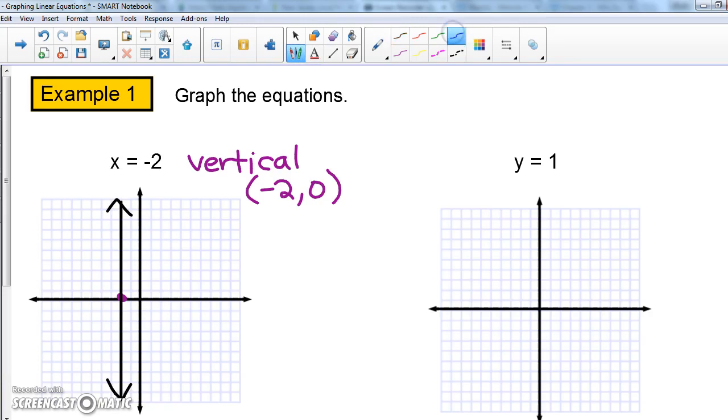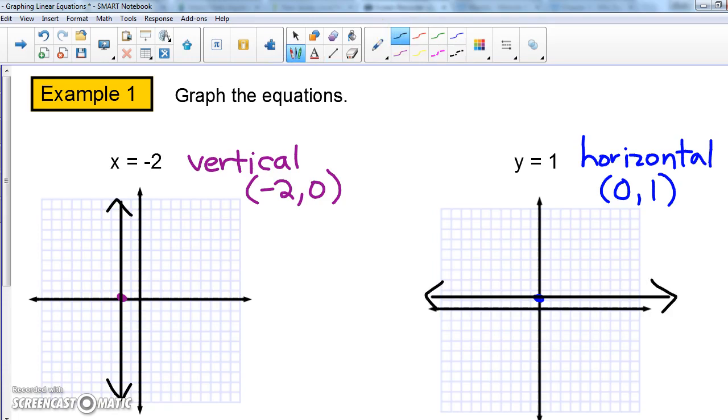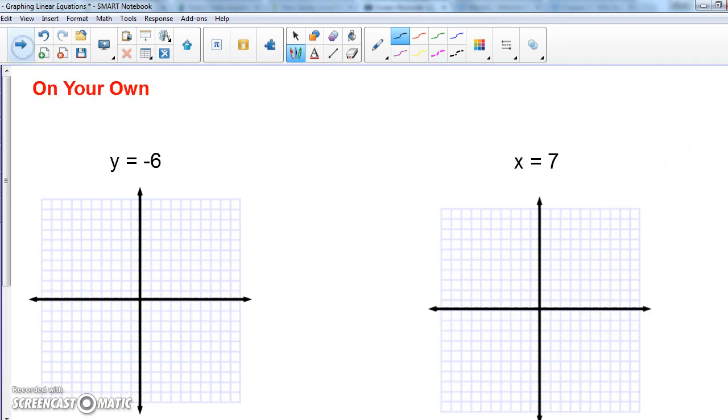And if I look over here on the right, y equals 1 is going to be a horizontal line. And remember, that's going to go through (0, 1). So if I look at (0, 1), that's going to be right there. And then I'm going to grab a line, and it's going to look like this. Okay, so that's the graph for y equals 1. What I'd like you to do is try these couple on your own. So pause the video here and take a minute and do them. And then hit play and check your answers with mine.